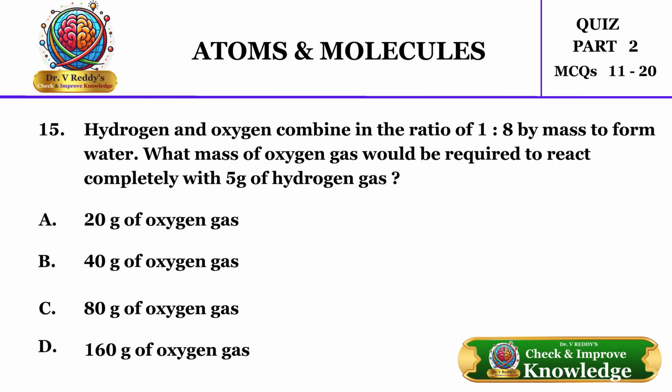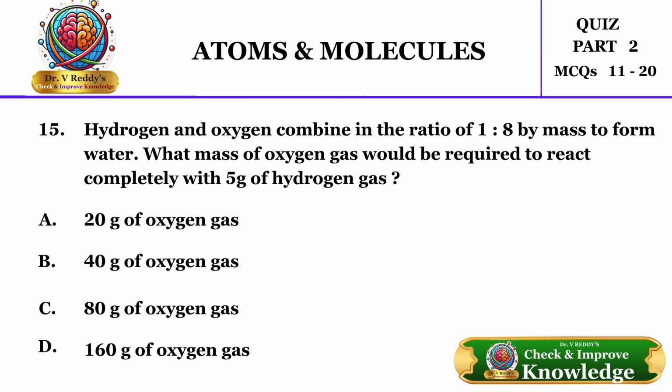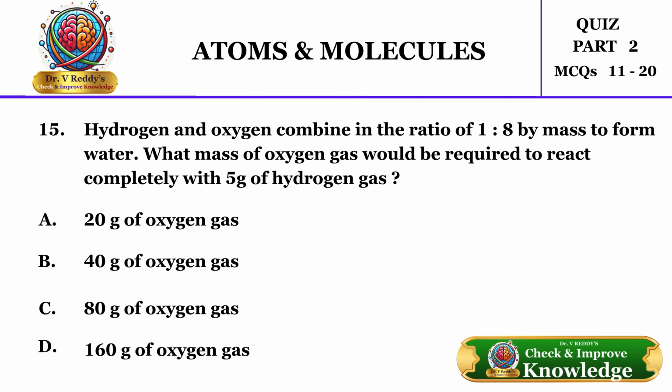15. Hydrogen and oxygen combine in the ratio of 1:8 by mass to form water. What mass of oxygen gas would be required to react completely with 5 grams of hydrogen gas?